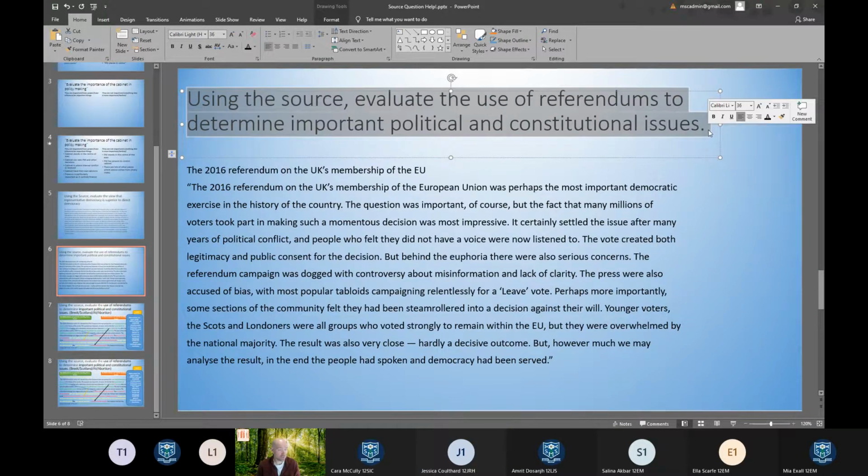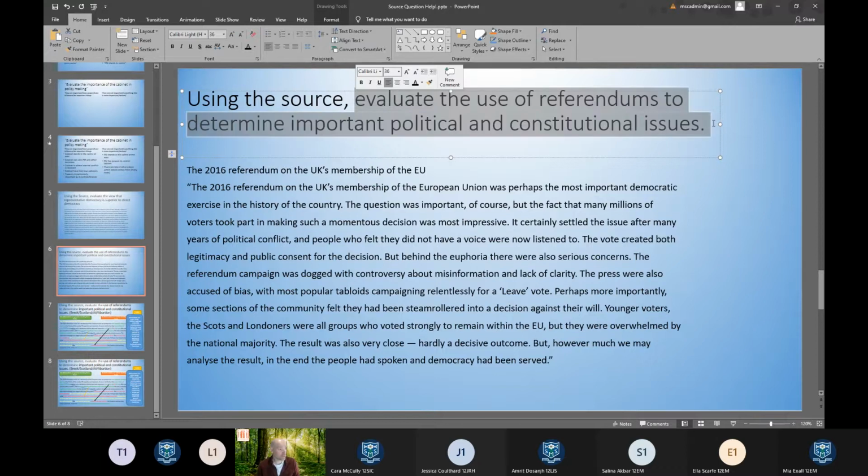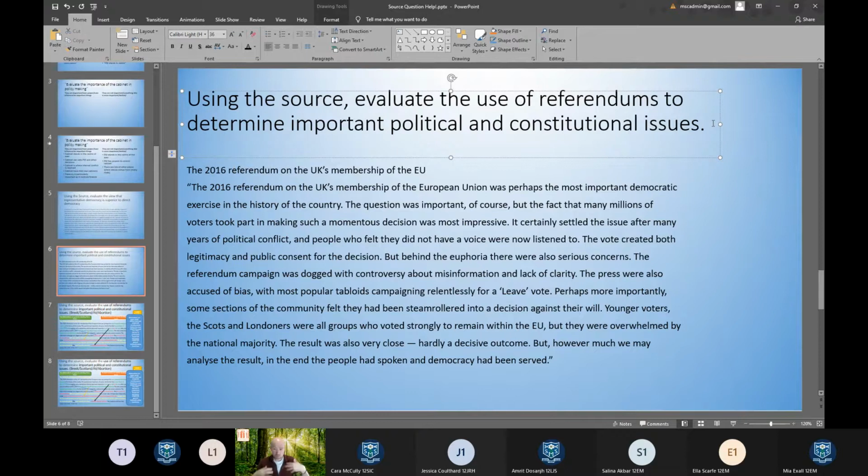So, using the source, evaluate the use of referendums to determine important political and constitutional issues. So the first thing we're going to do is treat this just like a normal question. We can almost ignore this bit just for a minute and say, well, the question is, evaluate the use of referendums to determine important political and constitutional issues. So we need to do the usual thing we do in a question and just work out what the question's saying.